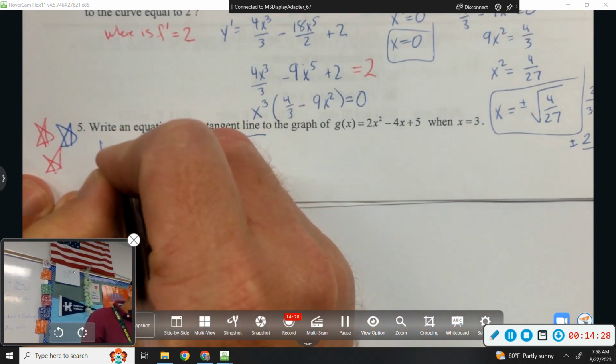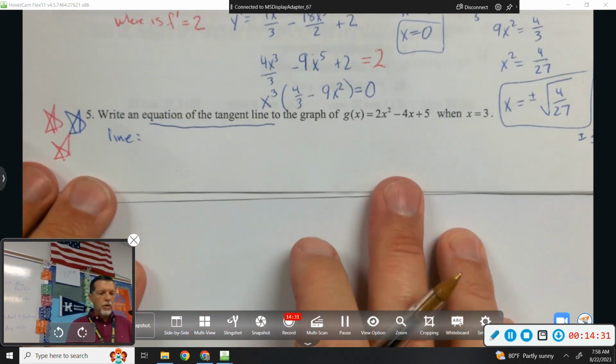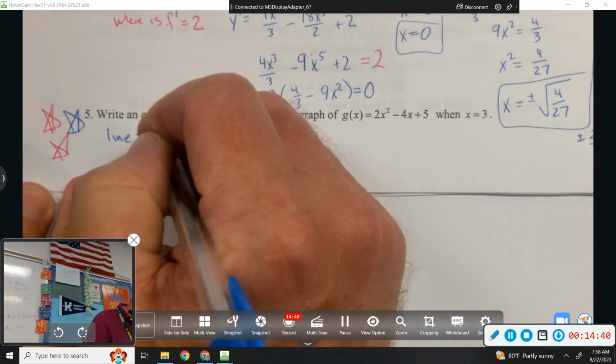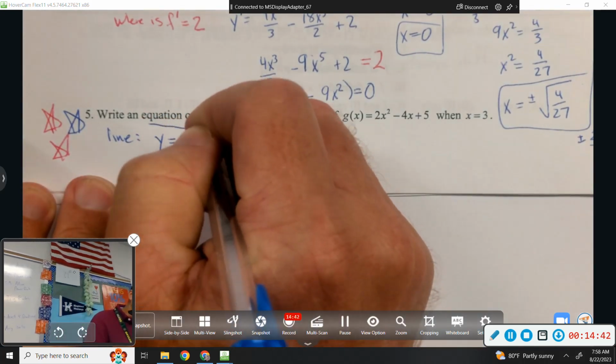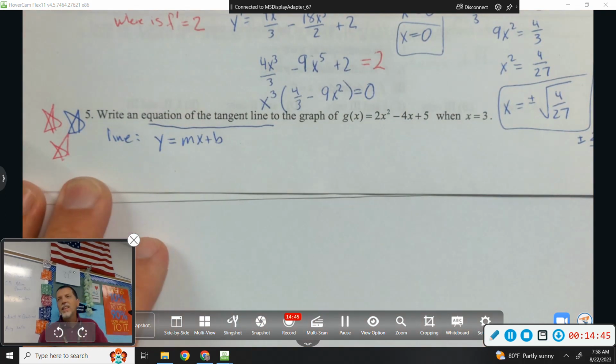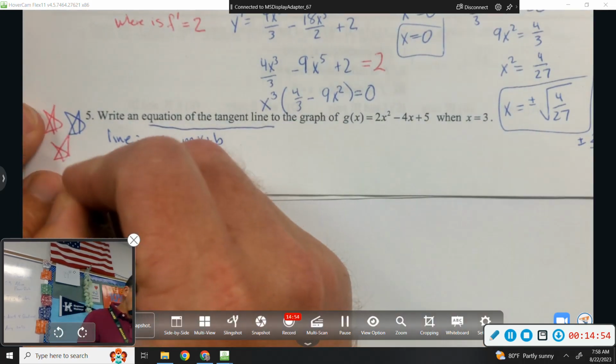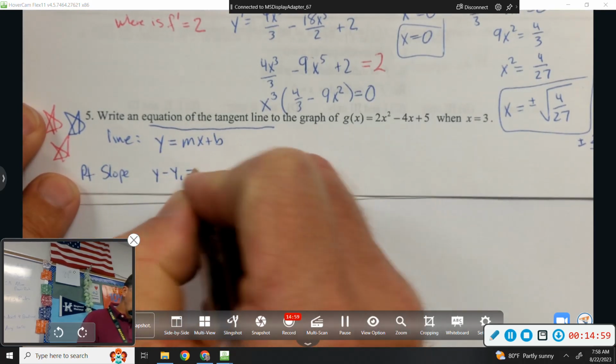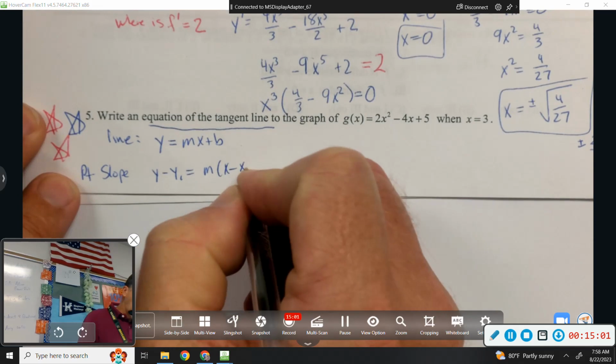Let's back up and review equations of lines. What's one equation of a line? You may not know what I'm asking here. Y equals mx plus b. That's usually students' favorite because it's the easiest to graph. But it is not our favorite in calculus. Not at all. We much prefer point slope form. Y minus y1 equals m times x minus x1.